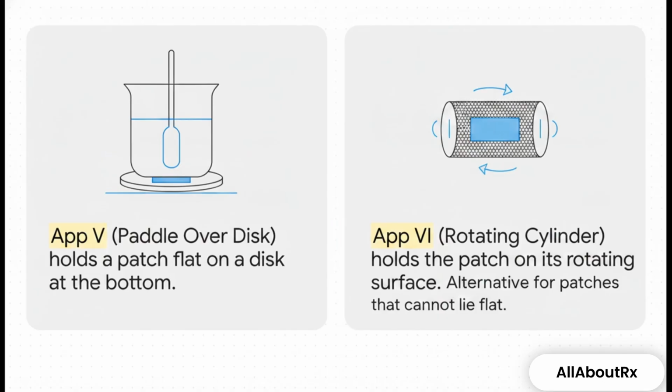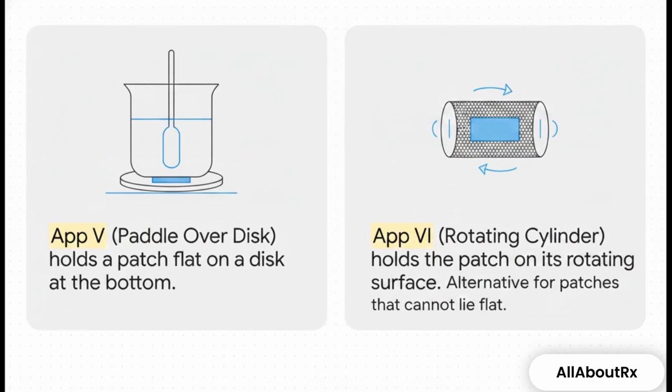For patches, we use either the paddle over disc, which is Apparatus V, or the rotating cylinder, Apparatus VI. Apparatus V uses the exact same paddle setup as Apparatus II, but it adds a disc at the bottom of the vessel to securely hold a transdermal patch totally flat.